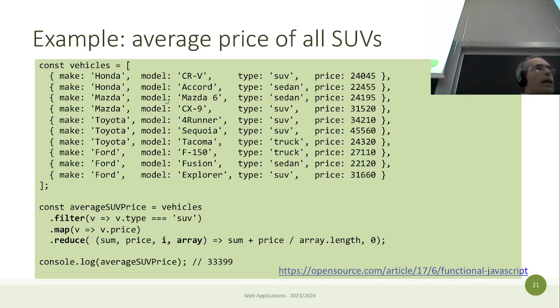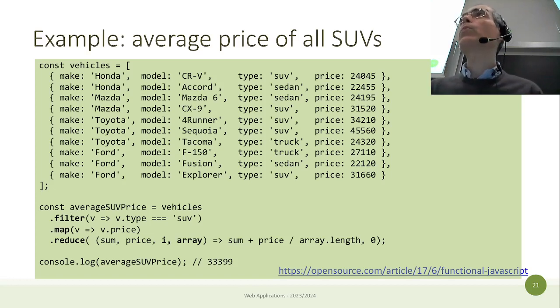And we would like to take out the average price of all the cars which are of type SUV. And type SUV means a property that we define in our object. We call some cars SUVs, otherwise trucks, sedan, whatever you like.